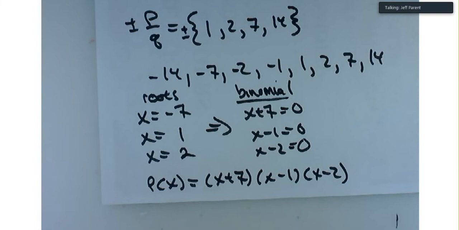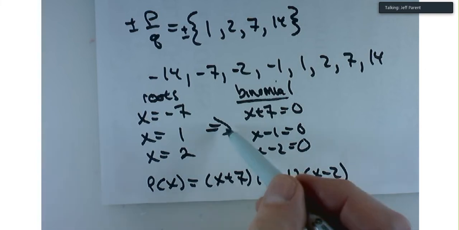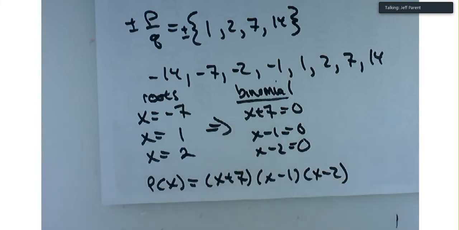Nice. Of course, one goes with the other. If you've got the factorization, you get the roots. If you have the roots, you get the factorization. You should be able to go back and forth between each one.